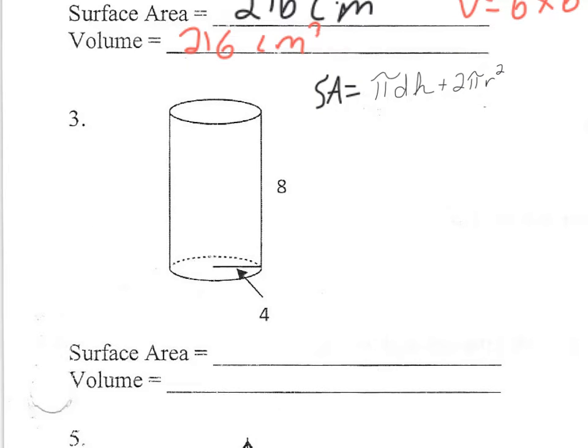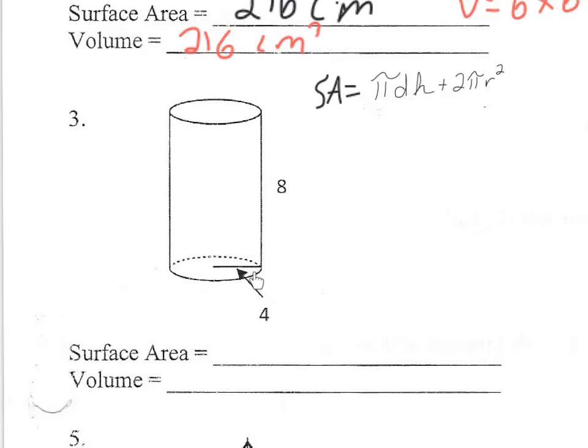So the formula for surface area that you're given in the video for your booklet is pi times the diameter times the height plus 2 times pi times the radius squared. And as I stress multiple times in the video, there's a big difference between diameter and radius, and you need to know which one you have. In this case, we have a radius.